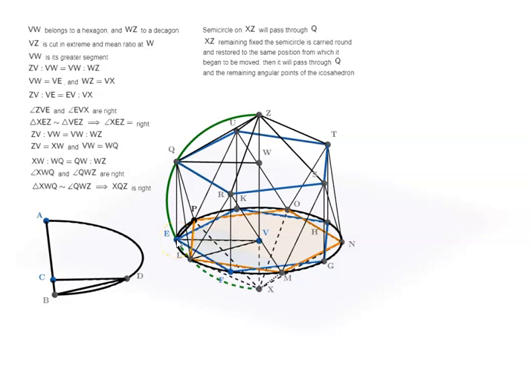Similarly, it is passing through E now. And if we take it around, it will pass through F. It will pass through G. It will pass through H. It will pass through K. That means that this sphere that we end up with would be the sphere in which this icosahedron has been inscribed.